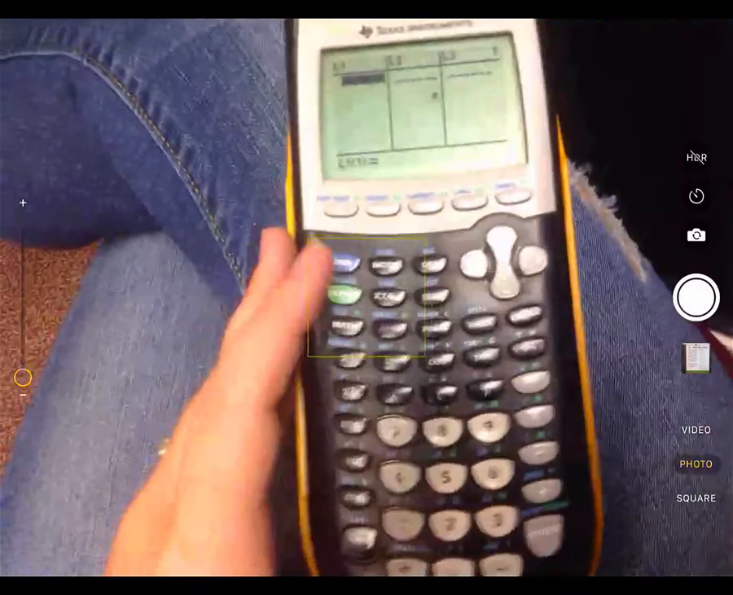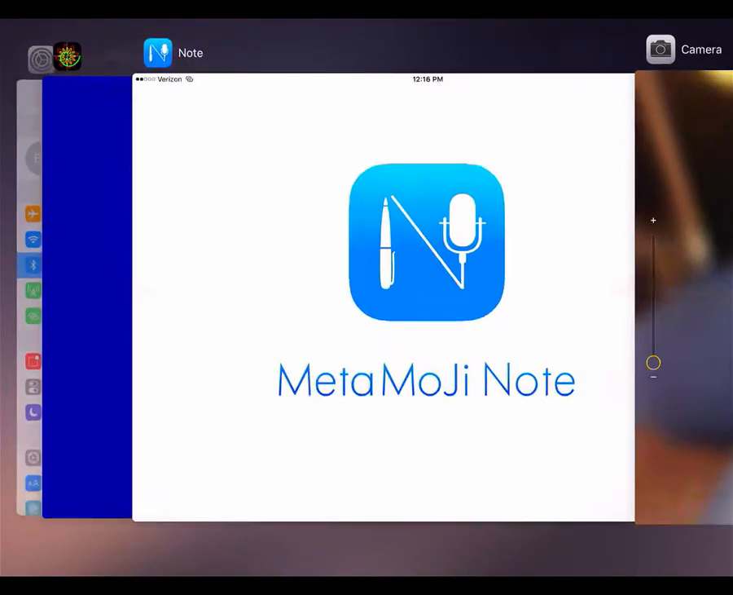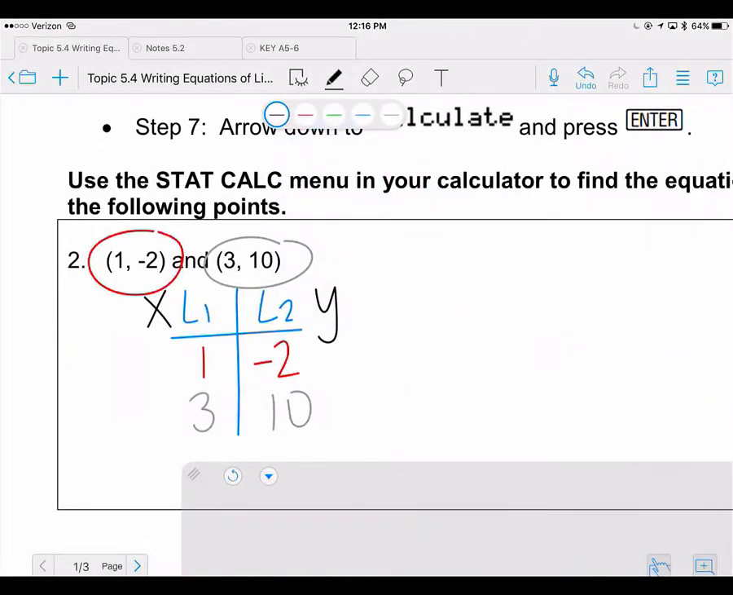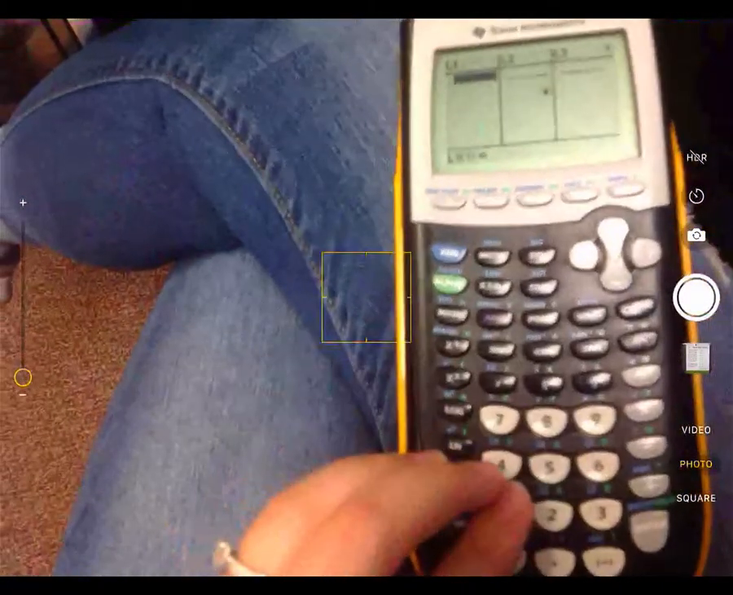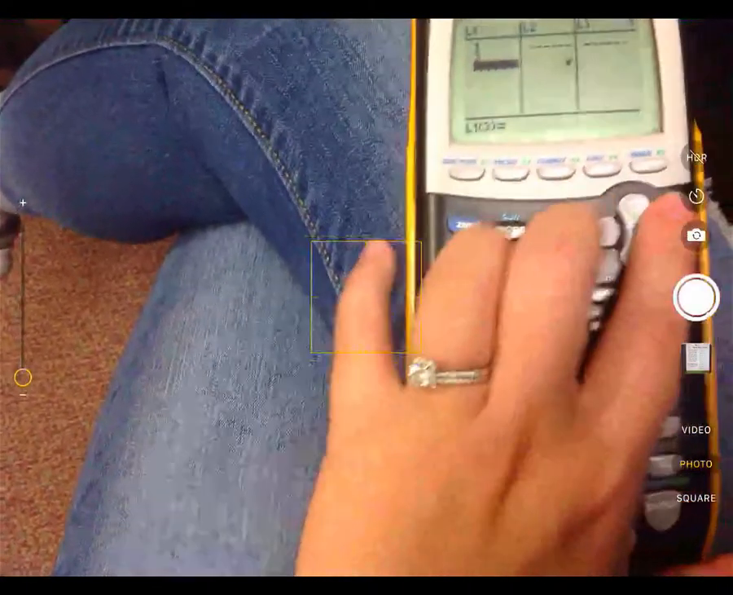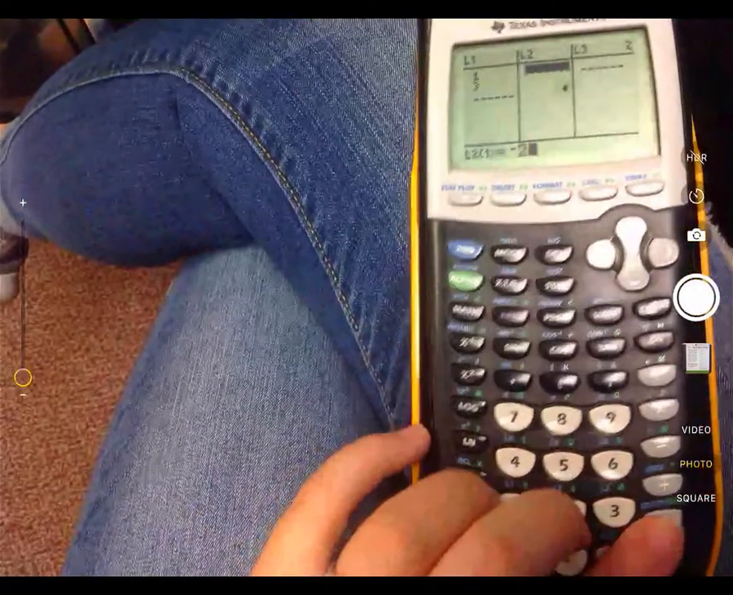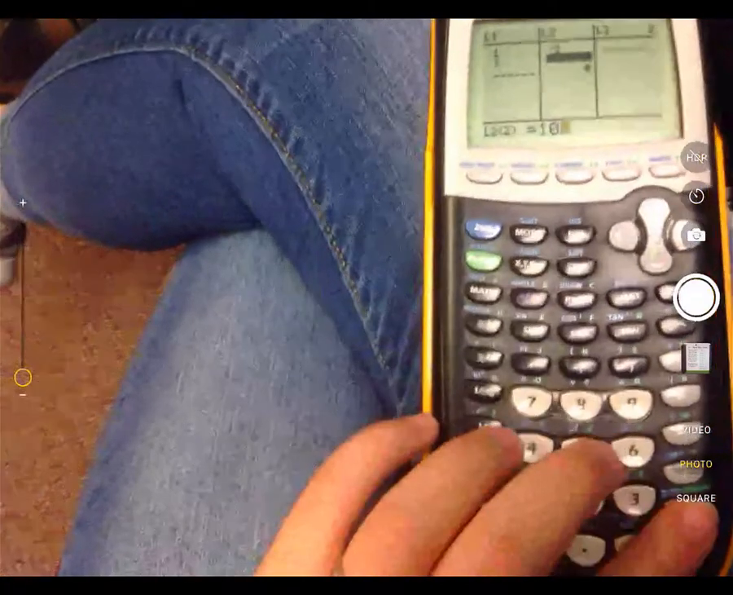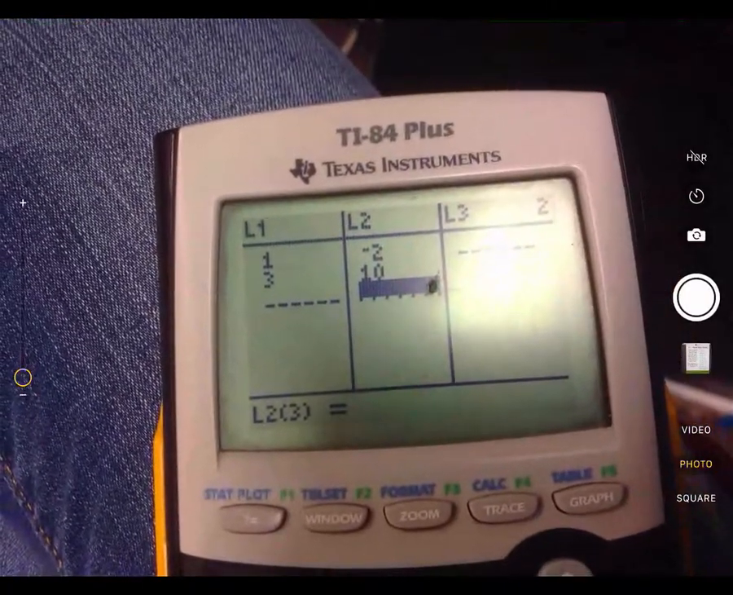I want to edit, so I'm just going to click enter right here. Now I'm going to enter exactly what I typed: 1, 3, negative 2, 10. So I'm going to make my calculator look exactly like that. So 1, enter, 3, enter, scroll over, and put my y's in L2. So negative 2, enter, 10, enter. You can see it looks exactly like what I wrote down.